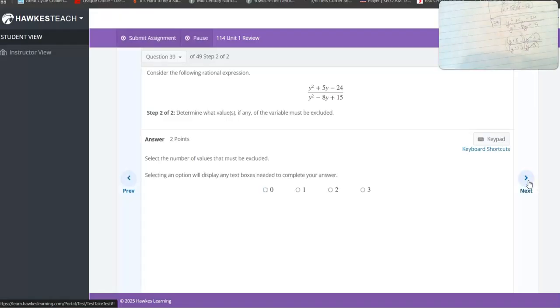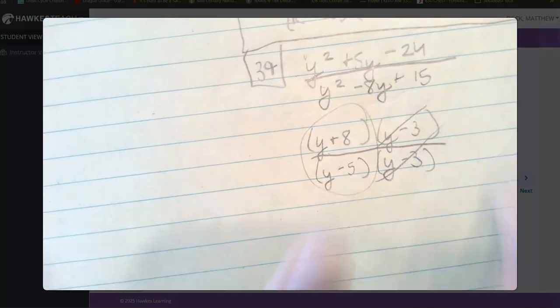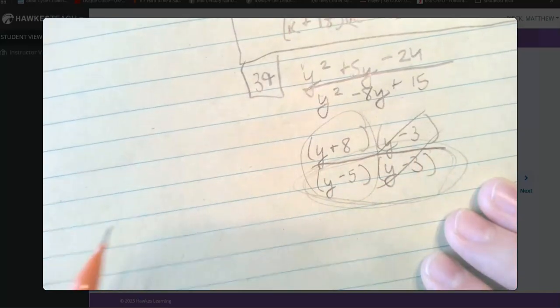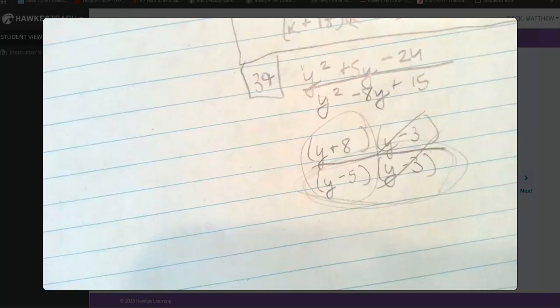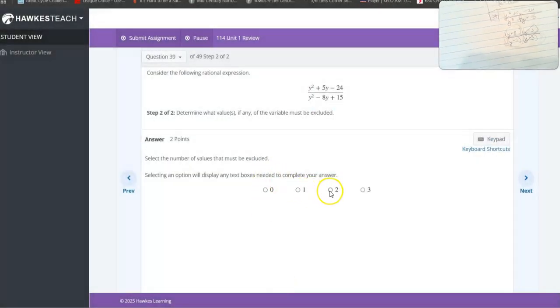All right, so the values that need to be excluded are the values that lead to 0 in the denominator. Even when you cancel out, you can't have 0 divided by 0 either. So in this case, you're still going to need to exclude two values: y equals 5 and y equals positive 3. So yes, y cannot equal 5, and y can't equal 3.